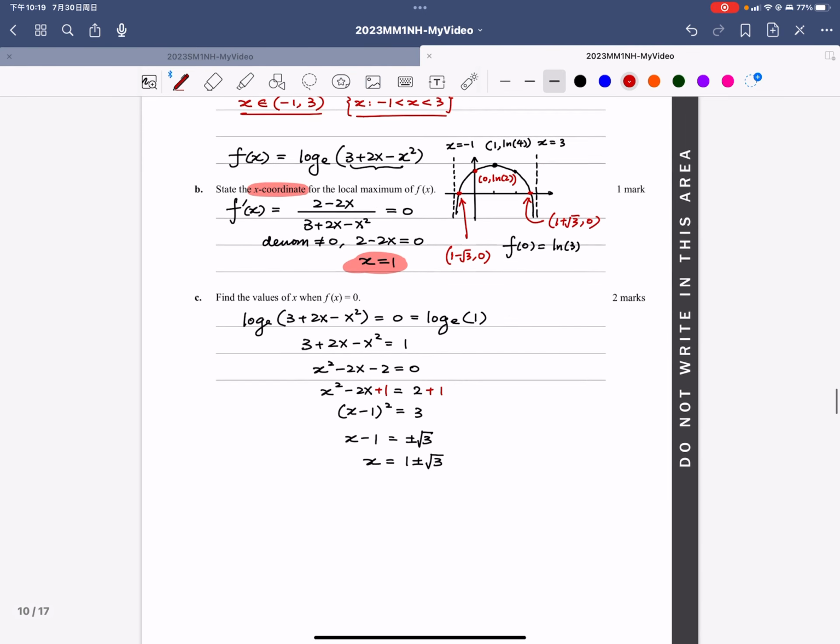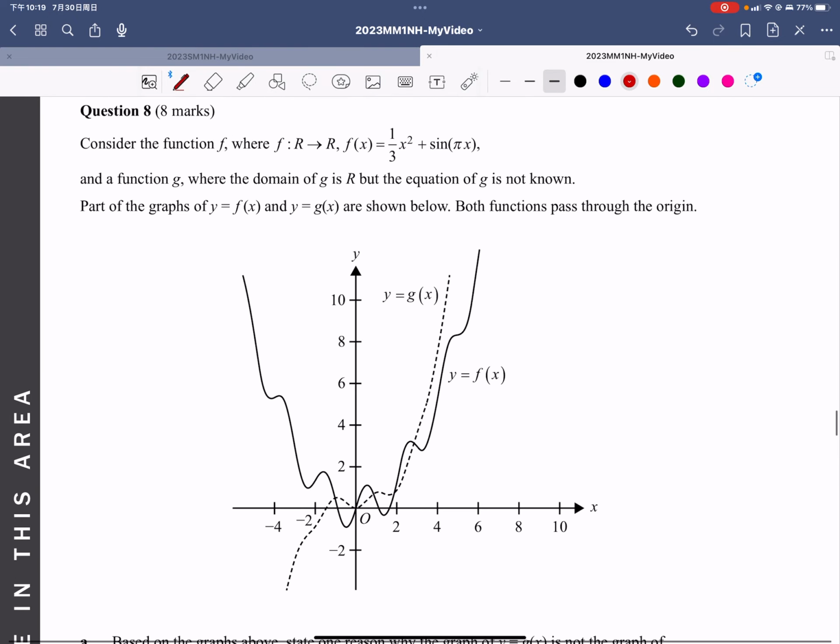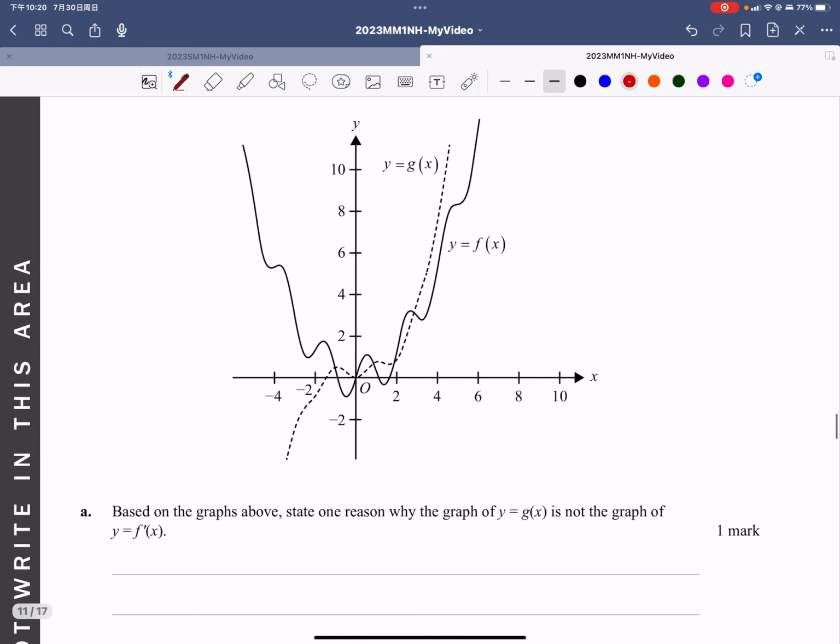All right, let's have a look at the last part. Consider the function f, where f is restricted on all real numbers and f of x is a sum of a quadratic and a sine function. And the function g, where the domain of g is R, but the equation of g is not known. Part of the graph of y equals to f of x and y equals to g of x are shown below. Both functions pass through the origin. Excellent, pass through the origin.